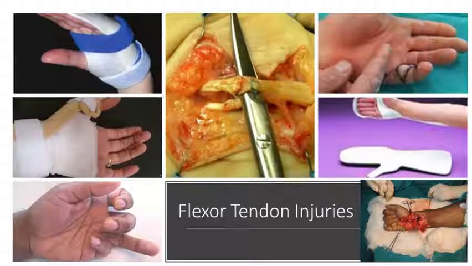Here is a collage of pictures to show you how a tendon repair will look, splints that can be used, the loss of the cascade of a finger, and a hand on an operating table. Just a collage of pictures before we get going with our anatomy.